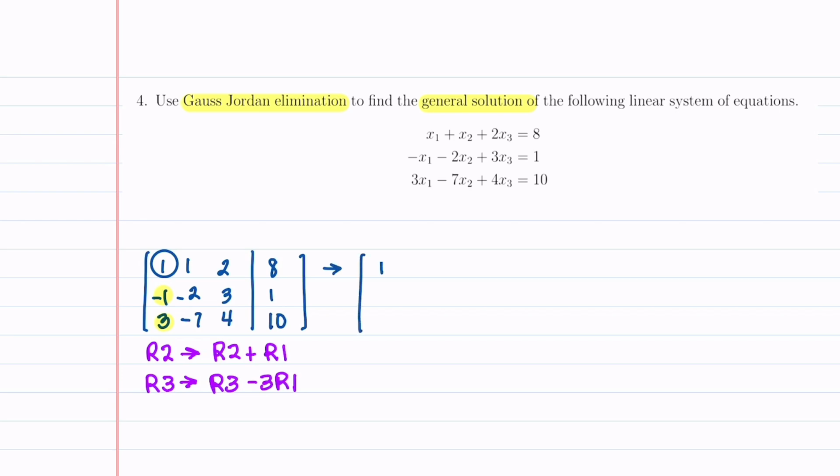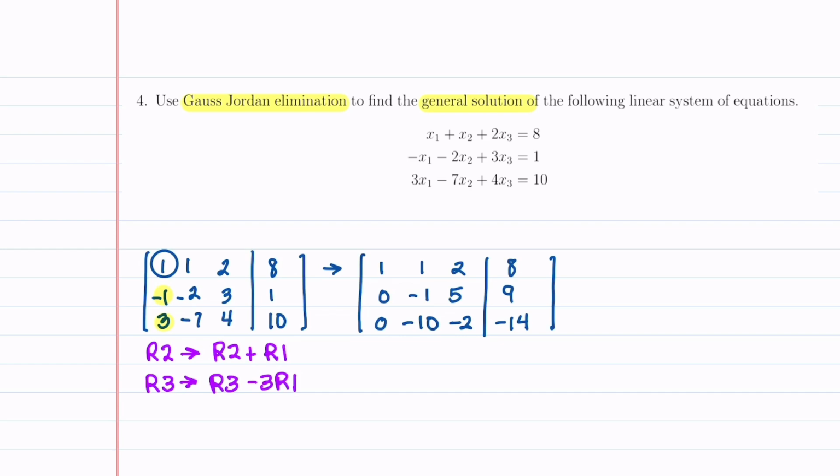Our first row is not going to change, so we'll go ahead and write that down. Now our second row, we're going to take row 1 and add it to that second row, so we get a 0, a -1, a 5, and a 9. And then in the third row, we're going to get rid of the 3, and we're going to take -3 times row 1 and add it to row 3. And that's going to give us a 0, a -10, a -2, and then a -14.